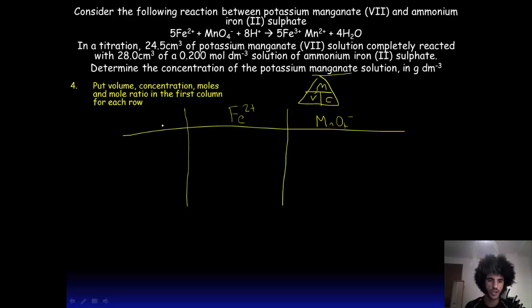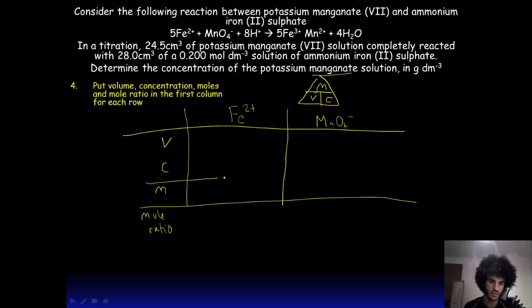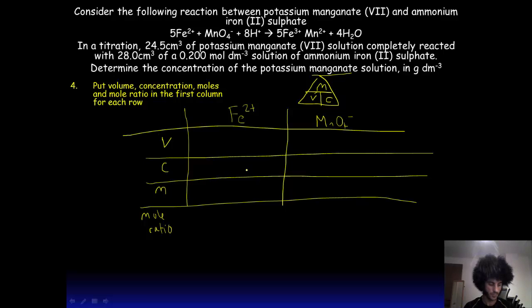Put volume, concentration, moles, and mole ratio in the first column for each row. That's pretty straightforward. So I'm just going to put V for volume here, C for concentration there, moles here in M, and then mole ratio there. And I'm just going to mark some lines off, and I'll be putting some numbers there in a moment. There we go. Always do this kind of table when you do this kind of calculation. You may be familiar with doing this from normal titrations.